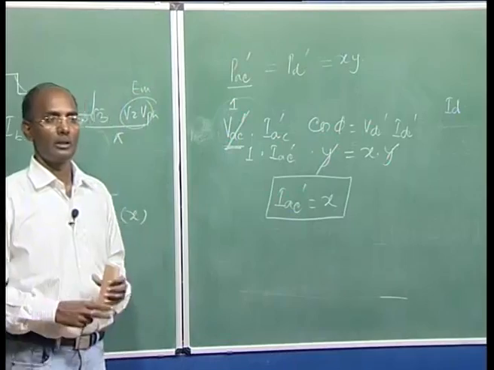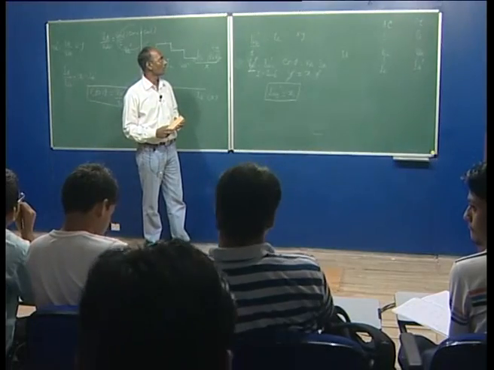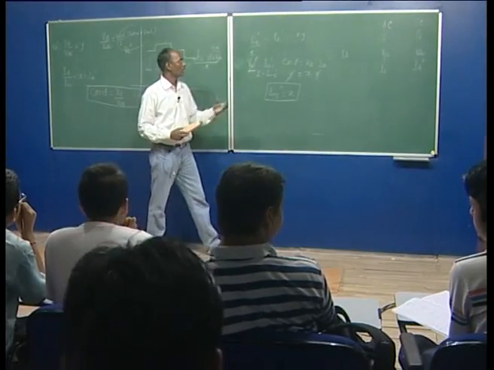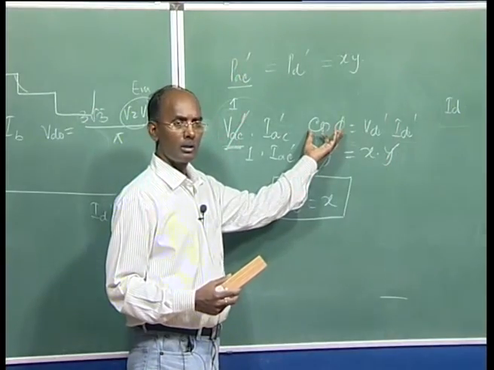So the problem is that while deriving, cos phi equals 1, you took cos phi equals to Y. Yeah.